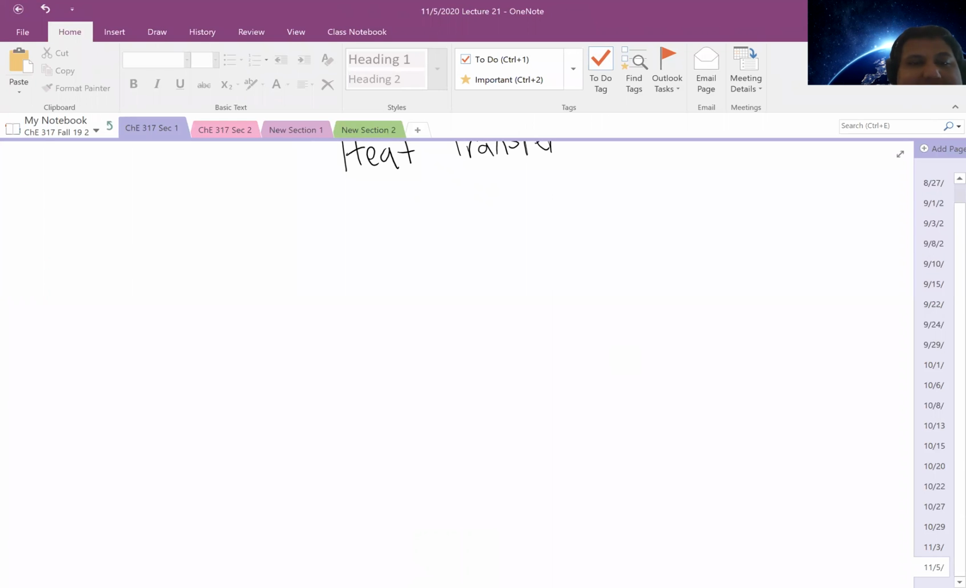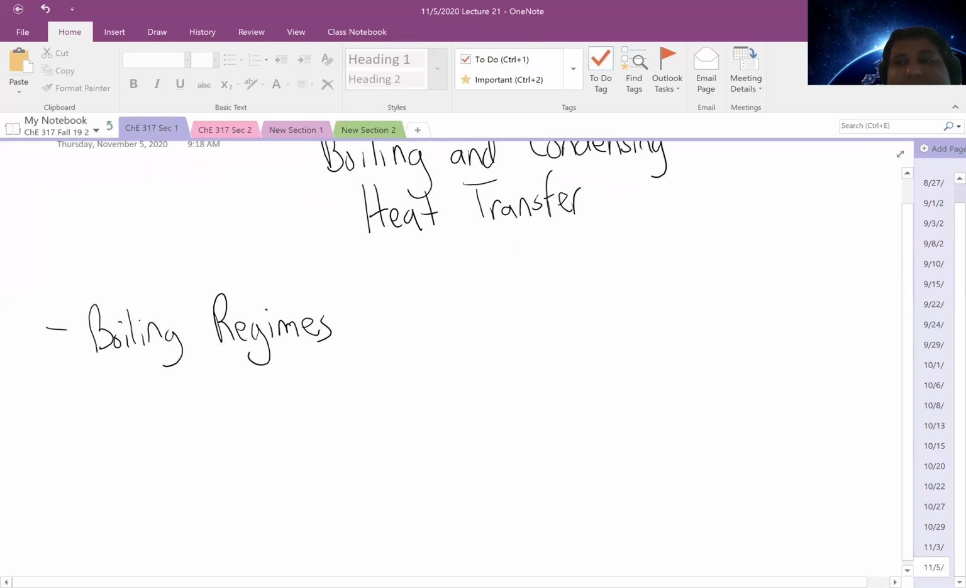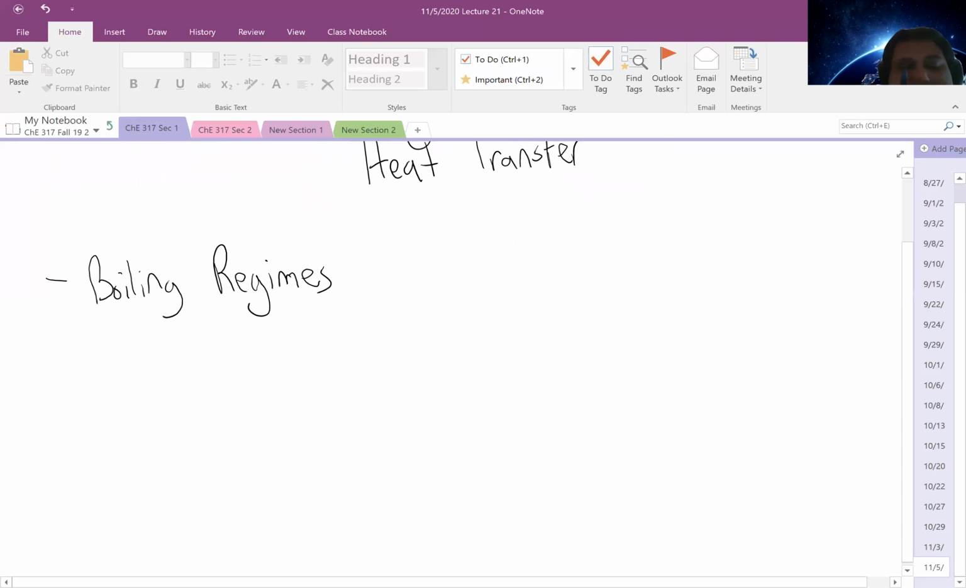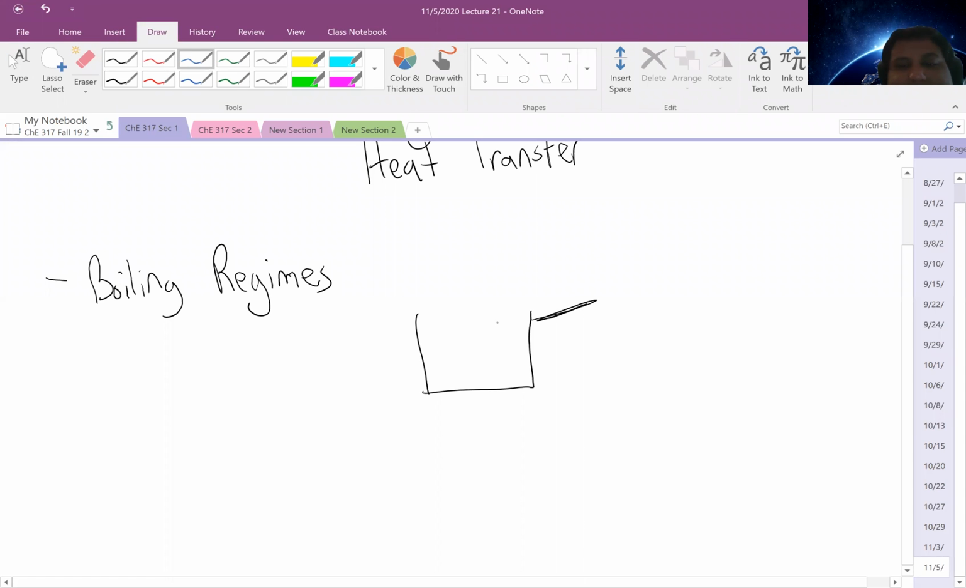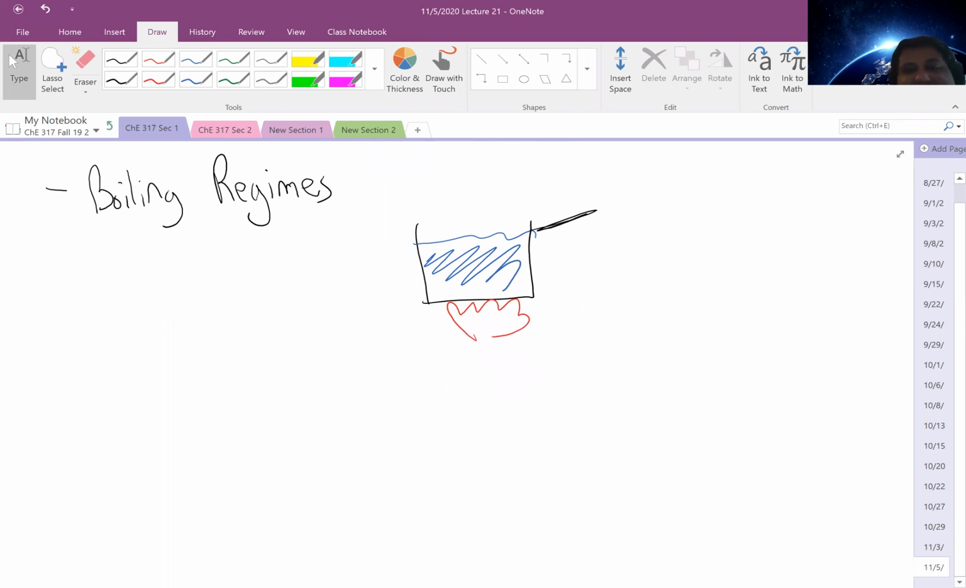So today we're going to start off talking about boiling regimes and how it affects anticipated heat transfer in our system. So last time we were looking at our pot of water, get some water going, and we talked about all the things that happen in this system as we bring this water to a boil.